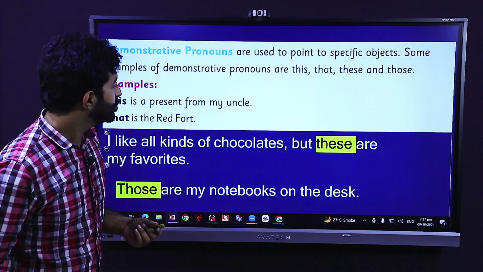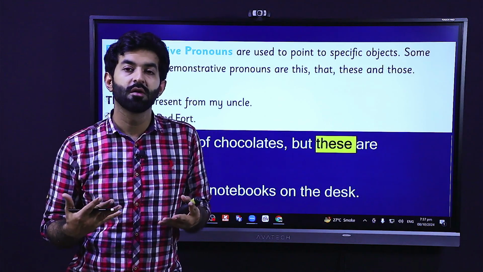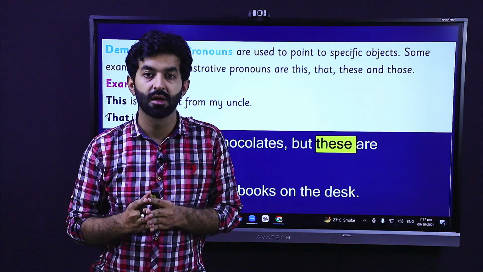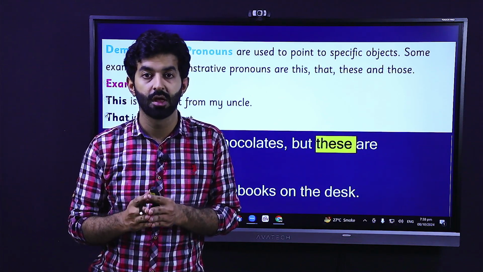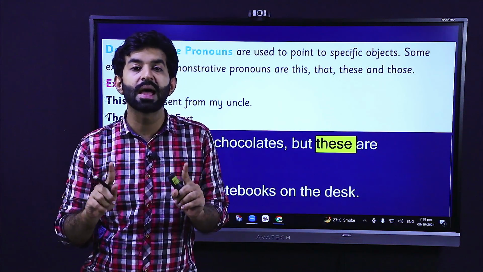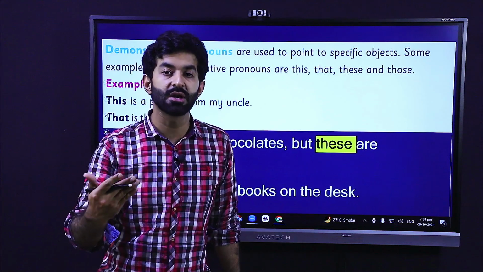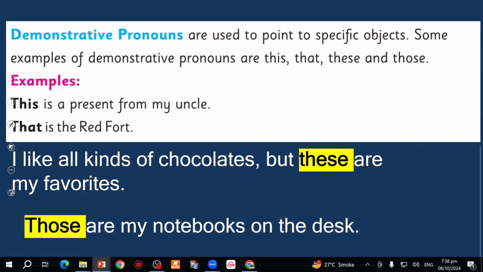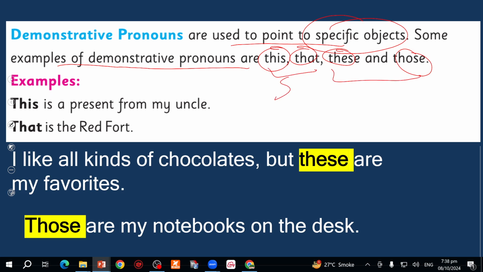Now, students, when we are talking, we are referring to things, demonstrating the location of anything. So for that purpose, we are going to use demonstrative pronouns as they are demonstrating something. So these are the pronouns that are used to point to specific objects. Some objects are far, some are near, some are plural or singular as well. So, some examples of demonstrative pronouns are this, that, these, and those. This and that for singular, and these and those for plural things or plural objects.